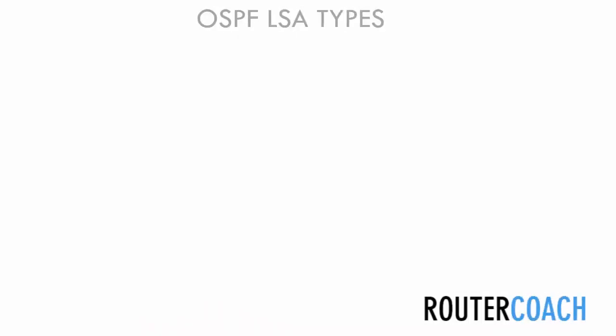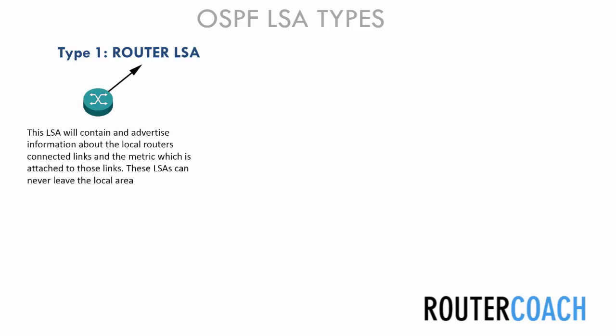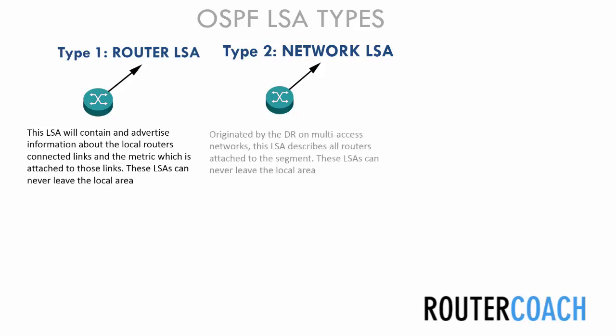The first LSA to understand is the Type 1 router LSA. Now, the Type 1 router LSAs are generated by each router within an area, and they describe the state and cost of a router's links, but they can never leave the local area. Next up is the Type 2 network LSA. This is originated by the designated router on a broadcast link, and the Type 2 network LSA is going to describe all the routers that are attached to that particular segment.